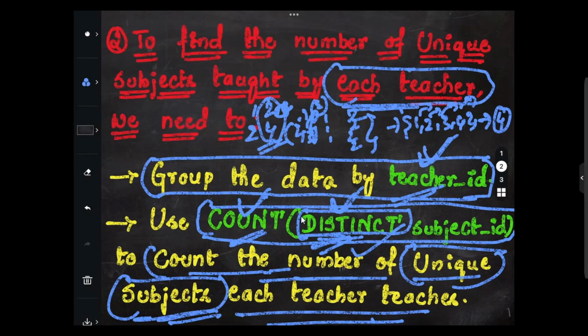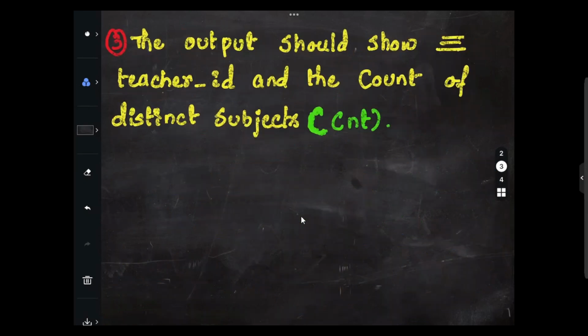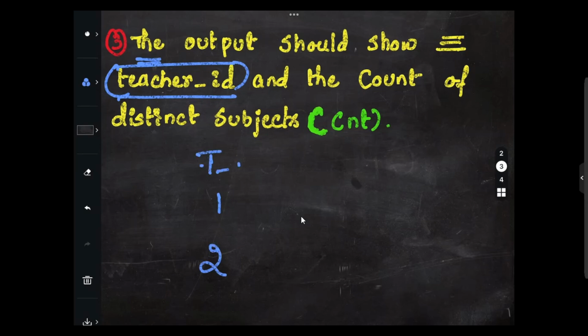So that's what we are doing here. We are making use of count distinct of subject ID to count the number of unique subjects each teacher teaches. This is the second step, and the final step is that the output should show teacher ID. So the output has to show teacher ID, basically 1 and 2 were the teacher IDs.